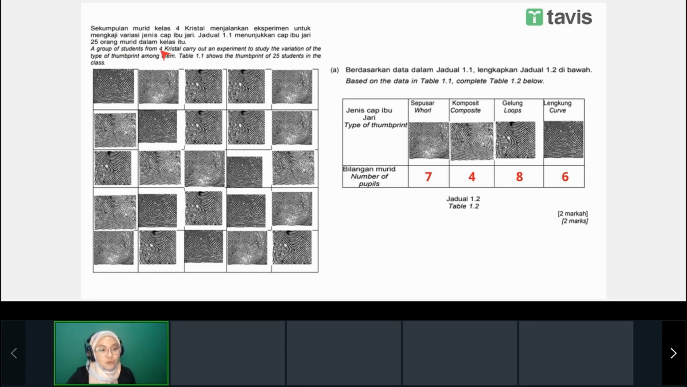A group of students from Four Crystal carry out an experiment to study the variation of type of the thumbprint among them. Table 1.1 shows the thumbprint of 25 students in a class. Okay. Everyone have different characteristic of a thumbprint or fingerprint. So this one is categorized as what variation? Either continuous or discontinuous.